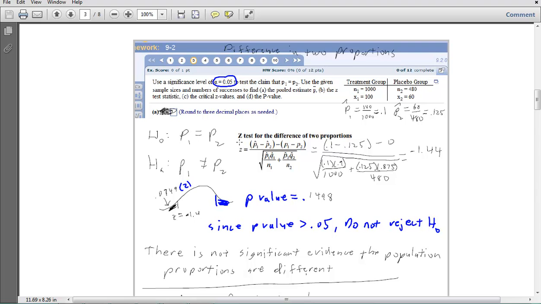So hope this helps with the difference of two proportions, and remember, when we're using proportions, we're just going to always use our z-table.